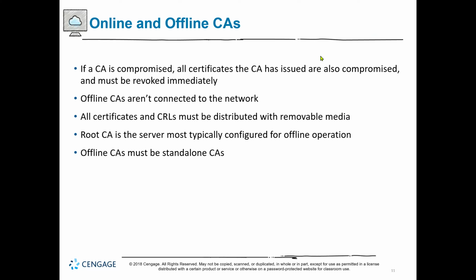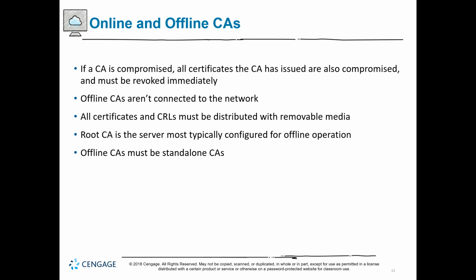Online and offline CAs. If a CA is compromised, all certificates the CA has issued are also compromised and must be revoked immediately. Offline CAs aren't connected to the network. All certificates and CRLs must be distributed with removable media. Root CA is the server most typically configured for offline operation. Offline CAs must be standalone CAs.